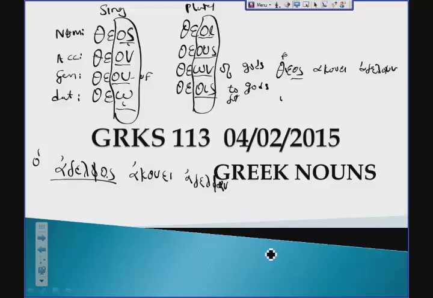Of which word? Of adelphos. This is how it looks in the dictionary. Of adelphos, what is the meaning? Meaning a brother. And then explain it to me, those 7 steps. Then you will tell me it is a subject of the sentence because it's nominative.